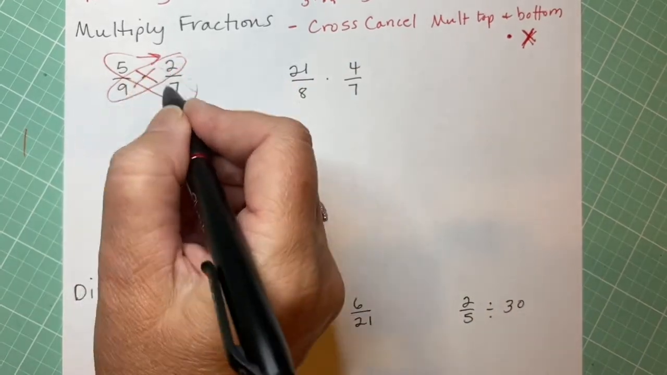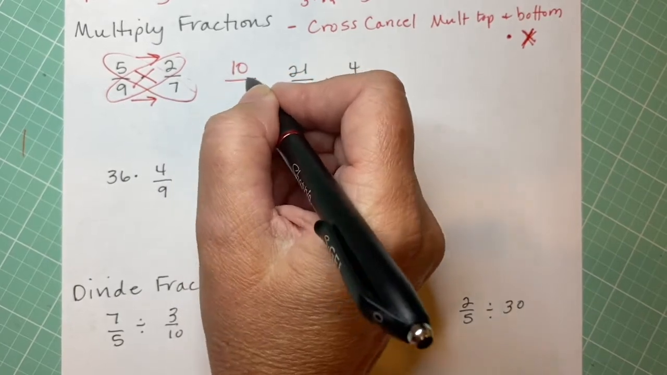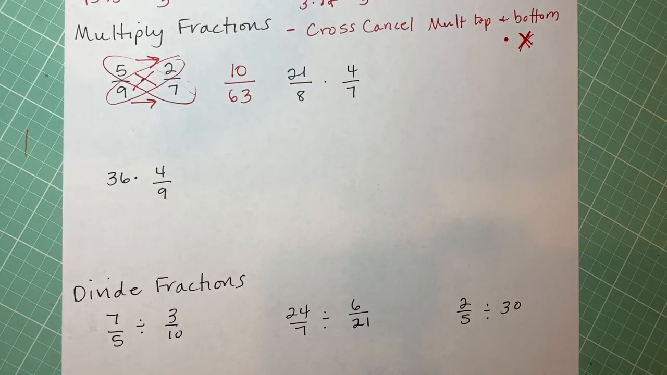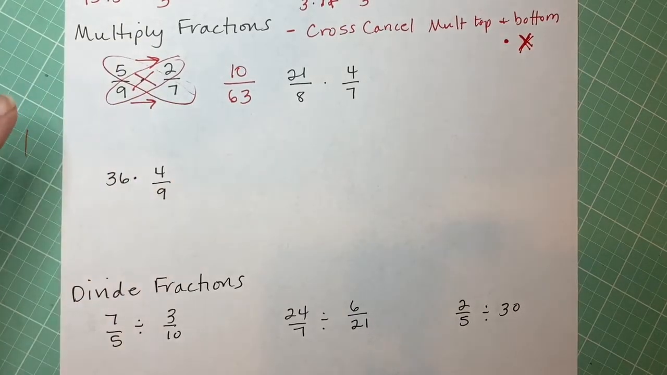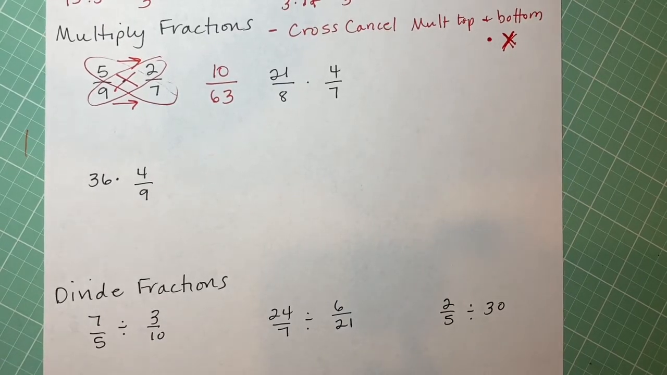So we're just going to multiply across the top and across the bottom. So 5 times 2 is 10. 9 times 7 is 63. And that's our answer. You do always want to check to see if you can reduce it. But if you can't cross cancel, then you can't reduce it in the end. So that's just our answer. But let's look at this next one.